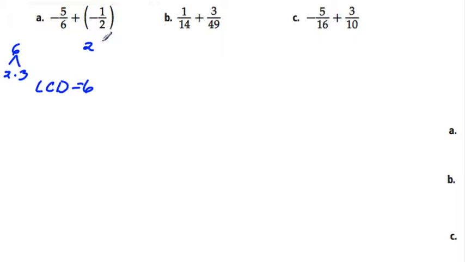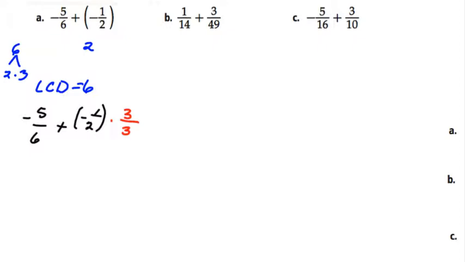But the negative 1/2, we're going to have to multiply by something to make that into a 6, right? So let me go ahead and rewrite this. So we have negative 5/6. We're going to leave that one alone. Plus, and I'm going to have a negative 1/2. So I've just rewritten the problem. But what do I need to multiply 2 by to get it to be a 6? Well, I need to multiply that by a 3, right? So if I multiply the bottom by 3, I need to multiply the top by 3.